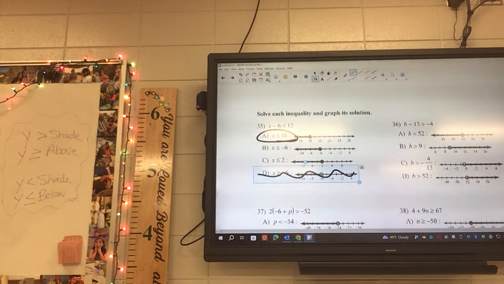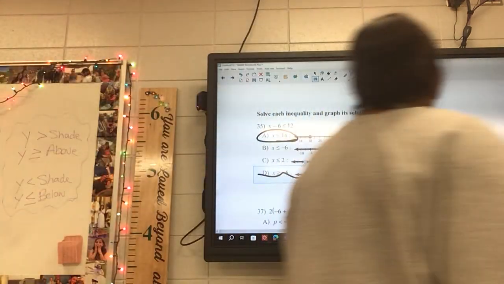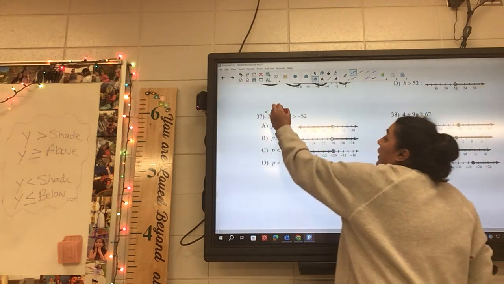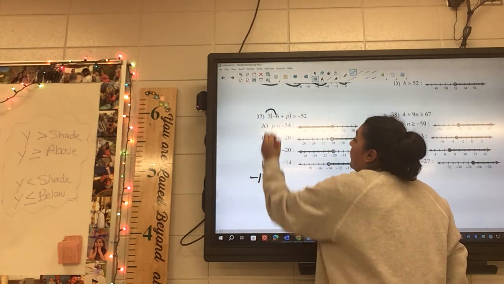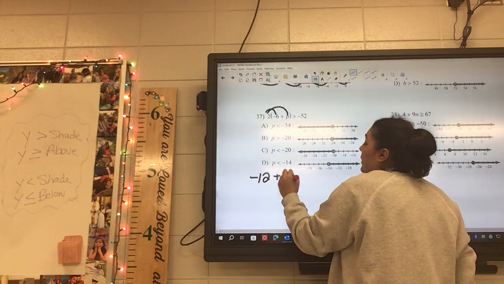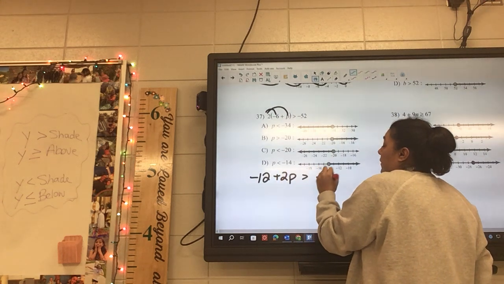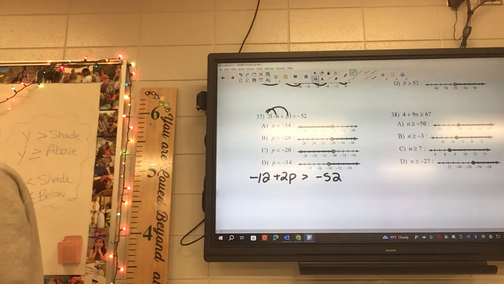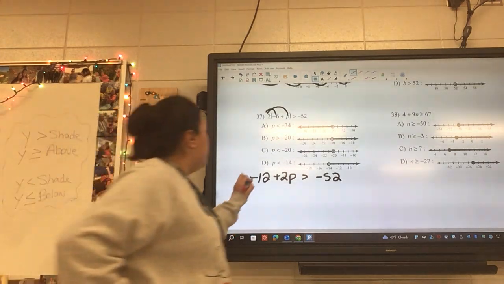Okay. 37. Should it be open or closed dot? Open. Can we eliminate anything? No. Okay. So we're gonna have to do some math. So we're gonna get 2 times negative 6 is gonna be negative 12. 2 times P is 2P. Okay, then what would need done? Plus 12 on both sides.